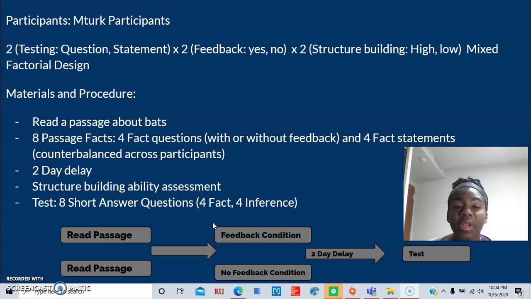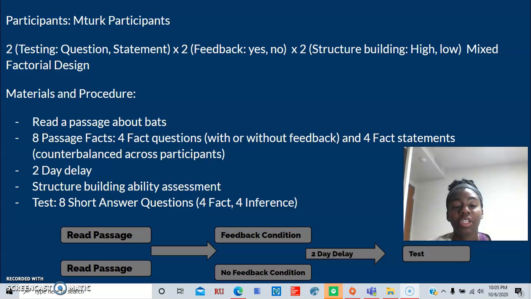Regardless if the participant is in the feedback condition or no feedback condition, they will be again randomly assigned to one of 4 counterbalances. And in these counterbalances, they will see 8 passage facts, they will see 4 fact questions, and 4 fact statements. Both the fact questions and statements will be taken verbatim from the passage.